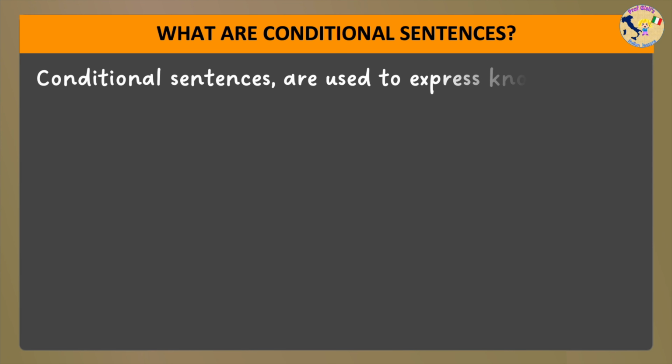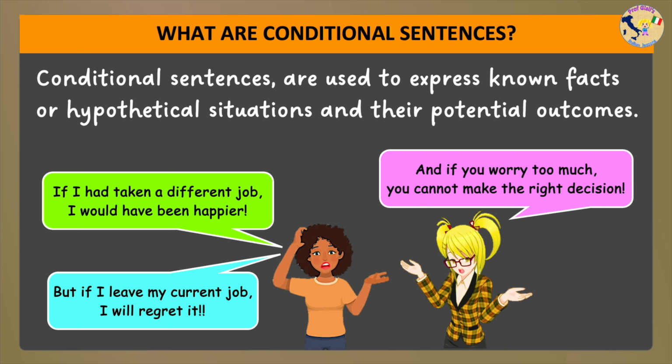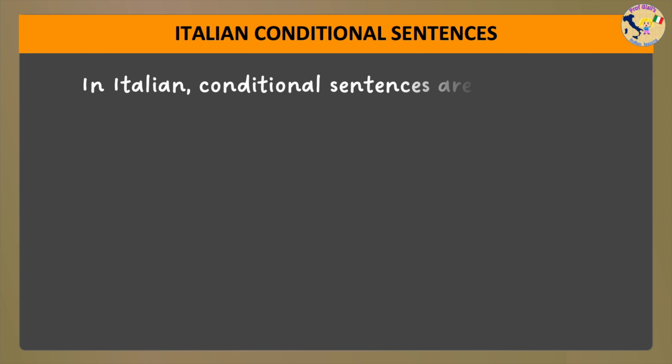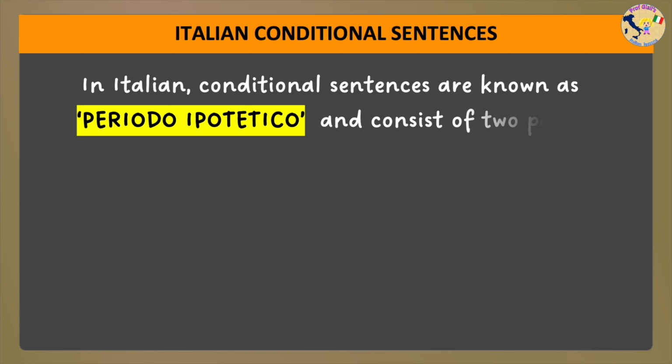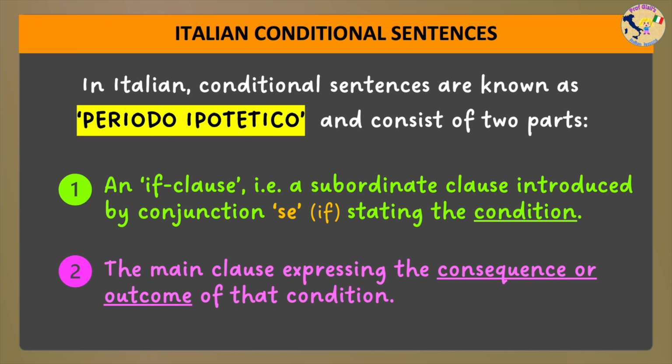Conditional sentences are used to express known facts or hypothetical situations and their potential outcomes. In English, they are also known as if clauses. Here are some examples. In Italian, conditional sentences are known as periodo ipotetico and, like English hypothetical sentences, consist of two parts. An if clause, that is, a subordinate clause introduced by the conjunction se, if, stating the condition, and the main clause expressing the consequence or outcome of that condition.